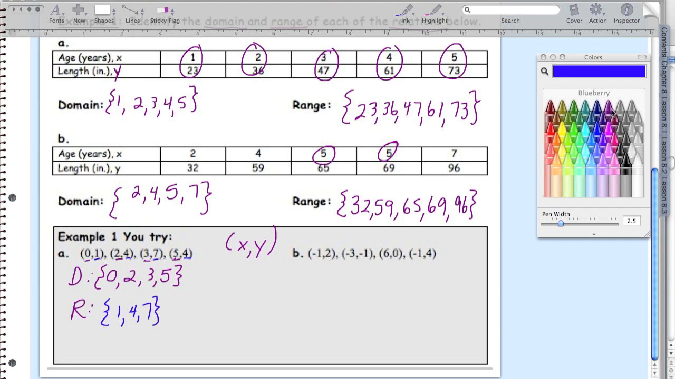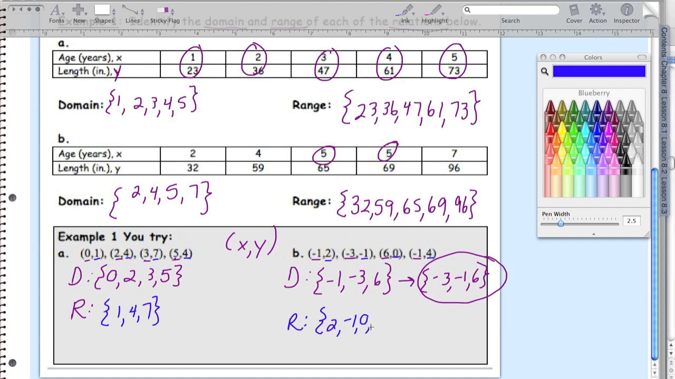Okay, part B. Our domain are all of the x values, so it's going to be -1, -3, 6, and -1. If it helps you to write it out first, just straight across the way they give it to you, go ahead. I'm not going to write this -1 again, because like we said, if it repeats, we don't write it twice. But then we can write it correctly the second time. So -3, -1, and 6. What I mean by correctly is that this is in numerical order. So that would be your final answer. Let's try the range. The range are all of our y values. So 2, -1, 0, and 4. No repeating. We notice that those are not in numerical order, so we go ahead and put them in order: -1, 0, 2, and 4. Good job, guys. All right, so let's turn the page.